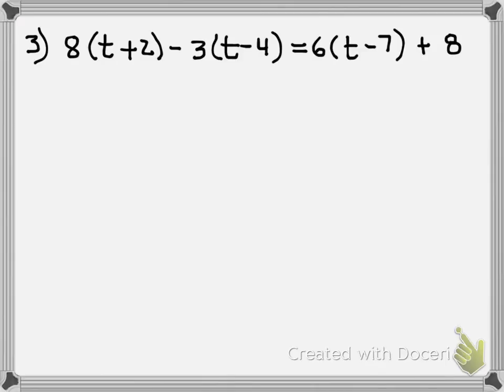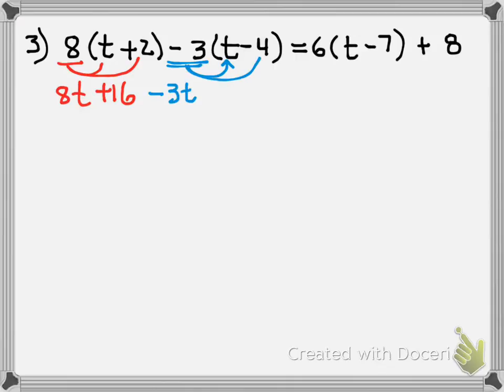Wow, that took my whole screen. That's crazy. All right, so starting, I'm going to multiply everything in the first parentheses by 8. 8 times t is 8t. 8 times positive 2 is positive 16. Then I'm going to multiply everything in the second parentheses by negative 3. So the sign is part of this. A negative times a positive is a negative. 3 times t is 3t. Negative times a negative is a positive. 3 times 4 is 12.